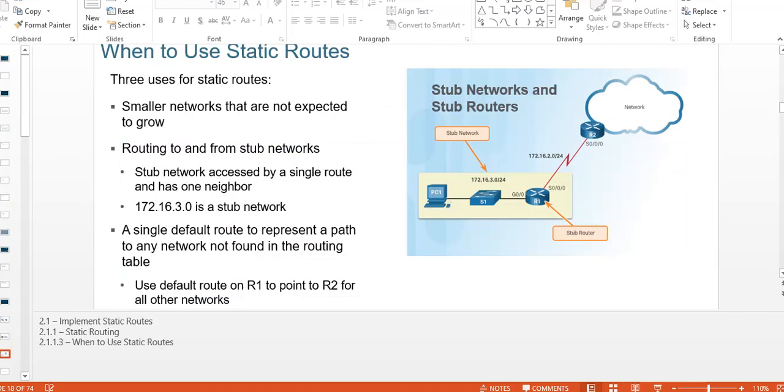When to use static route: the most important thing is that there are three uses of static route, in a small network or in a stub network. A stub network is a network that has only one way. Let's say, for instance, going into Banjul, you have only one way. So that is a stub network, a network that has only one entry.